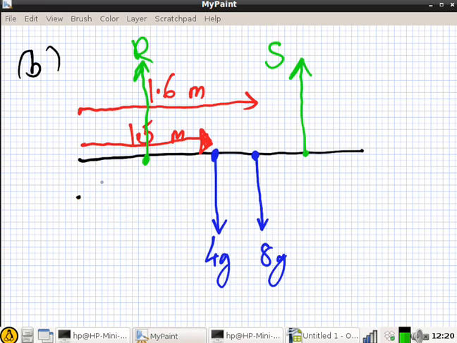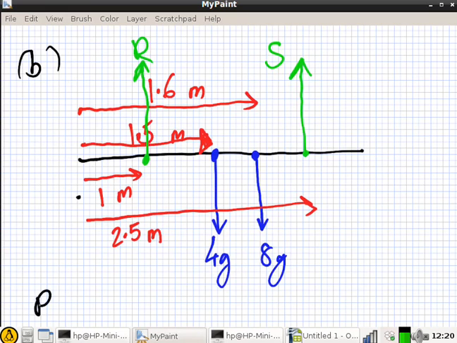So hang on, let me just make that a bit clearer. 1 meter, 2.5 meters. Are we all cool with that diagram there? So, what's the up forces here? R plus S. And what's the down forces? 12G.